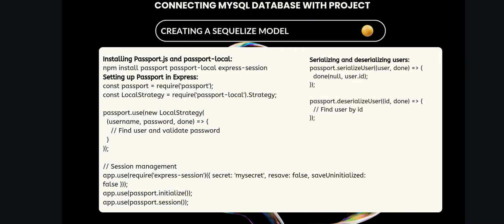And this is the basic structure of installing Passport.js and passport-local. You need to go to your root directory and run this command: npm install passport passport-local express-session. After that you need to set up Passport in your Express project. So you need const passport = require. Basically this is the basic structure you need to set up in your project.